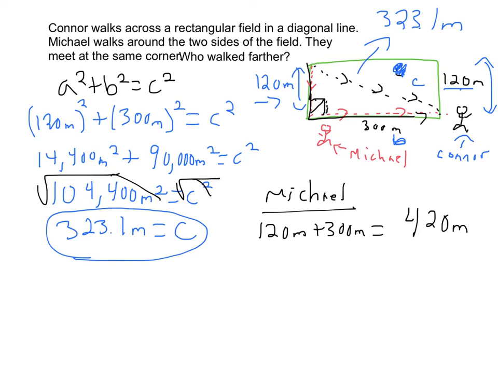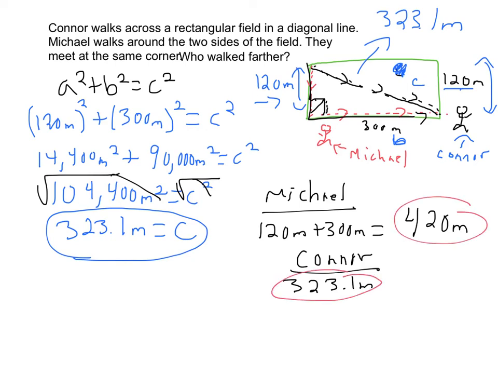420 meters. Now Connor, on the other hand, he was kind of smart here. Connor decided, rather than walking all the way around the field, I'll just walk right across it. And we know now, by walking across, Connor only ended up walking 323.1 meters. So who walked farther? That would be my friend Michael here, because when you look at both answers, 420 is far further, so we know that Michael walked further.